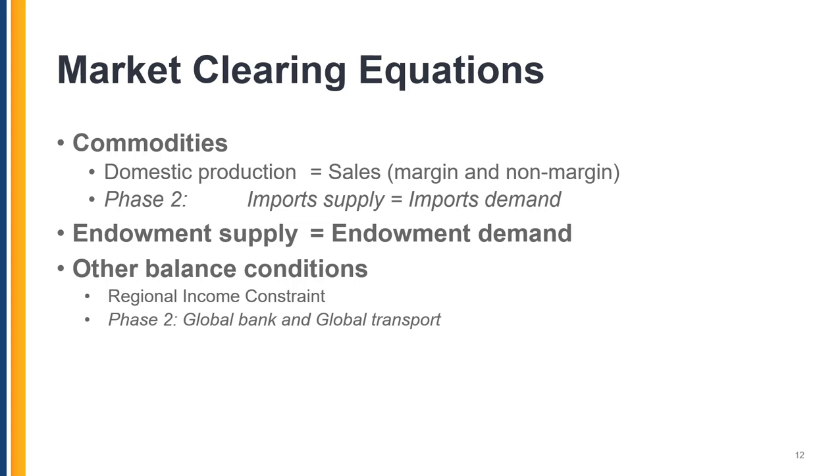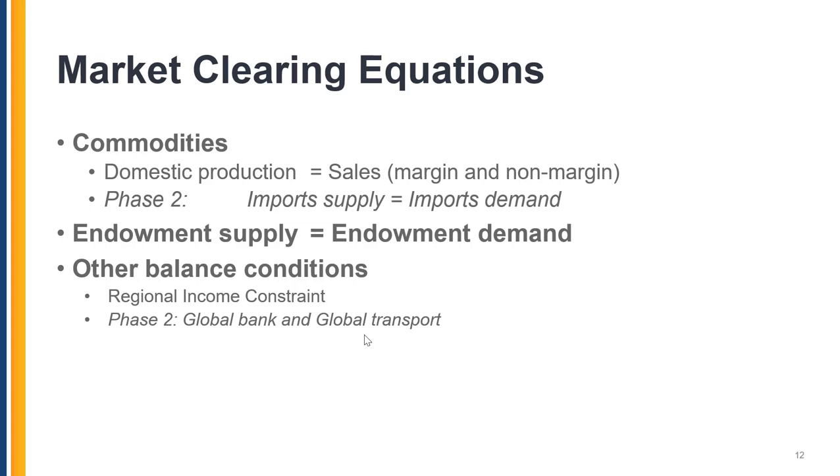The regional income constraint we've already talked about in our final demand lecture, thinking about different purchasing branches or expenditure pattern shares for spending out the regional income. We'll review that, and then there's one more that would be worth talking about. In phase 2, when you get to the advanced topics, this global bank and global transport, two different equilibrium mechanisms that sit outside of a region.